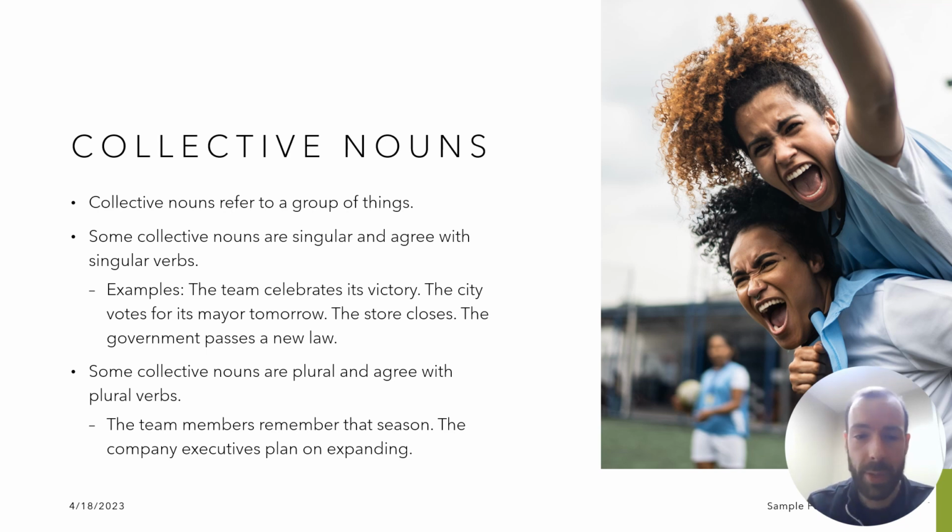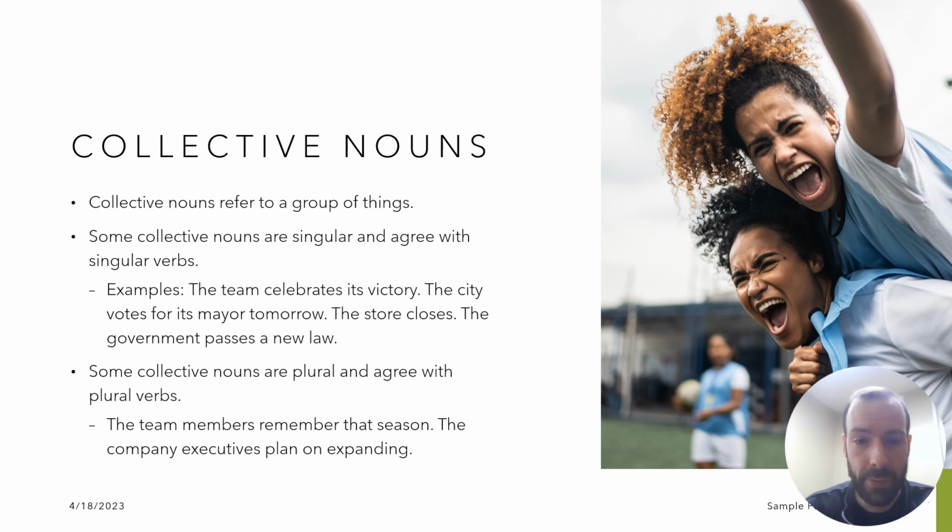Collective nouns. Sometimes we have nouns that are collective, which means they refer to a group of things. Some collective nouns are singular and agree with singular verbs. So for example, the word team is a noun. It refers to a group of people that are playing a game together, but it's just referring to one group. So we act as if it's a singular noun and we give it a singular verb. The team celebrates its victory. Here's another one, city. City can refer to a place, but it can also refer to all the people who live in that place.